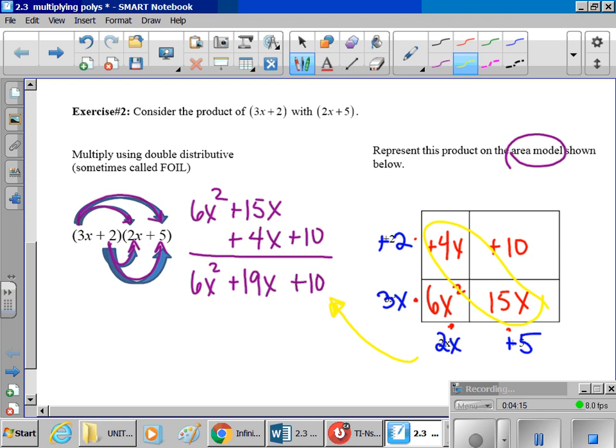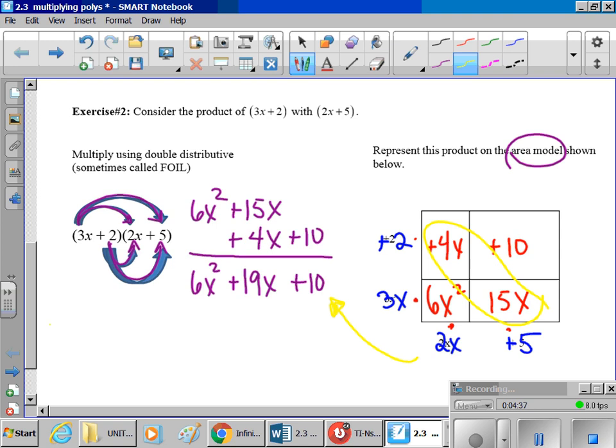This area model is going to come in handy when we start factoring, when we start going the other way, from a trinomial to the product of 2 binomials, and we have a leading coefficient that is not 1. This is going to help us a little bit. I'm telling you, it's a great format to use, especially if you are confused using the double distributive method or the FOIL method.